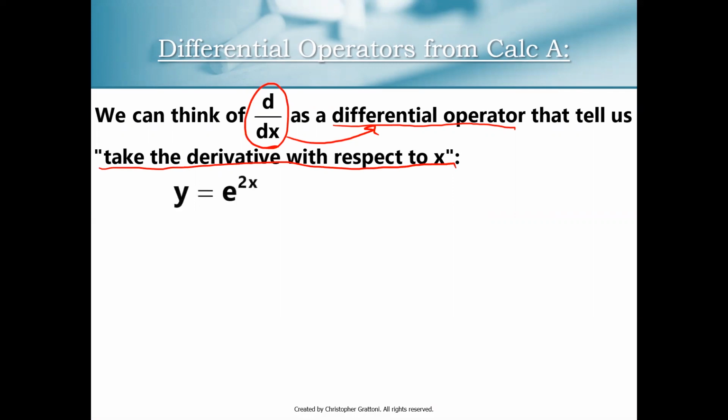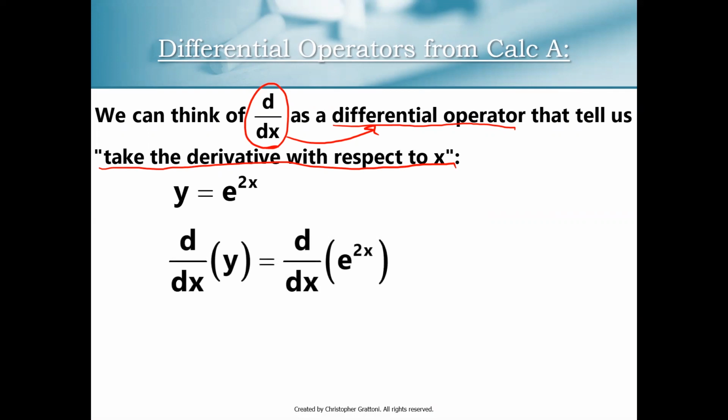So for example, when you were learning how to take derivatives for the first time, you might have had a function like y is equal to e to the 2x. And when you take the derivative of this function, when someone says take the derivative, they mean apply the differential operator d dx to both sides of our equation. So that's what I'm doing right here. I'm writing d dx of y is equal to d dx of e to the 2x. Now, d dx is a differential operator that tells us take the derivative with respect to x. Now, d dx of y, we're going to write that as dy dx.